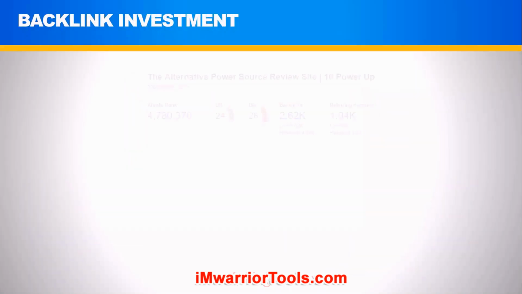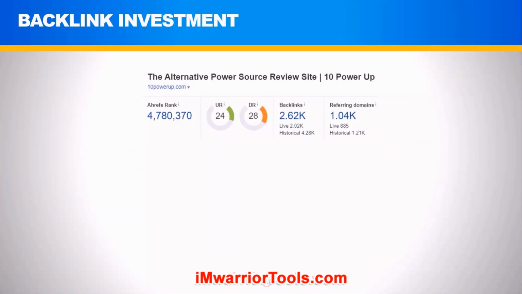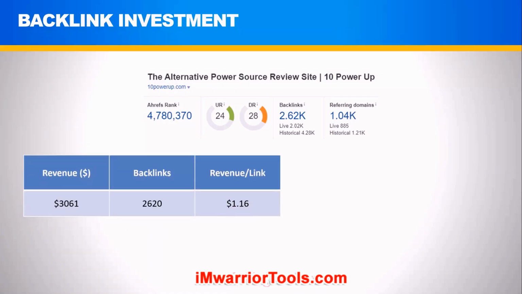Now let's look at backlink investment. So to do that, we'll look at your SEO tool of choice, and we would load up 10powerup.com. We're going to look at a few things here. We're going to look at the DR number, the backlink number, the RD number and stuff like that. But we're going to make a table again. We're going to look at revenue, that's $3,000, and the number of backlinks that were put in. So 2.62K, that's 2,620 backlinks. And then we can see that the revenue per link is about $1.16.